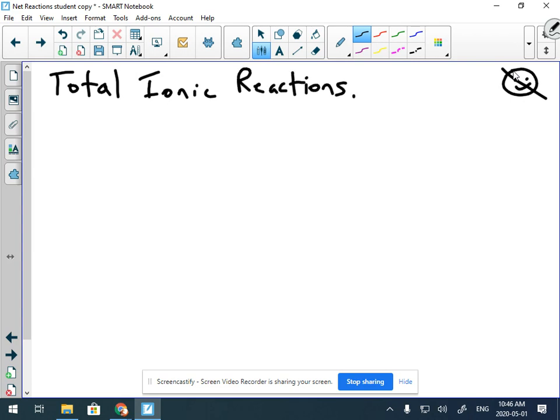Now, we are going to practice these. You at home will feel your rage rising as we practice these because they are inconvenient and annoying. I do not like total ionic reactions. They take a long time to do. There are some shortcuts that we'll get into, but you have to understand the theory of total ionic reactions because they will explain the next type of reactions we're going to be looking at tomorrow.